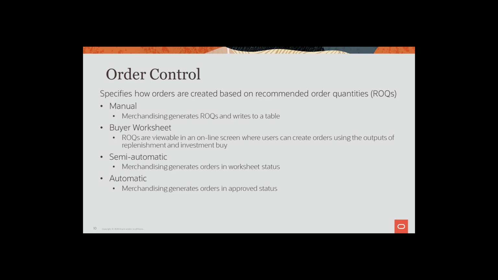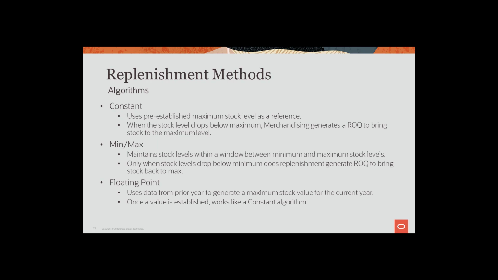When the buyer worksheet option is selected, the recommended order quantities are viewable in a buyer worksheet, which is an online screen in merchandising to help create purchase orders using the outputs of replenishment and investment buying. For the semi-automatic option, replenishment generates purchase orders in worksheet status or transfers them in submitted status. The last option is automatic, which creates purchase orders and transfers them in approved status. Replenishment methods are the algorithms that are used to calculate the ROQs and generate replenishment orders. In merchandising, there are 8 types of algorithms, some of which utilize demand forecast and others which do not.